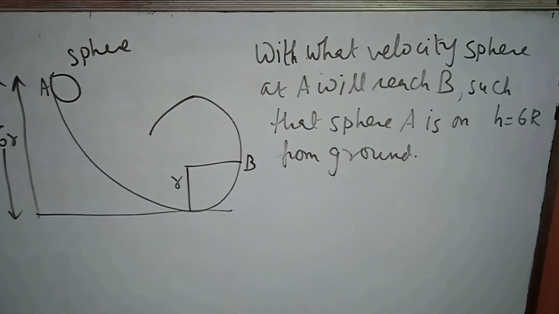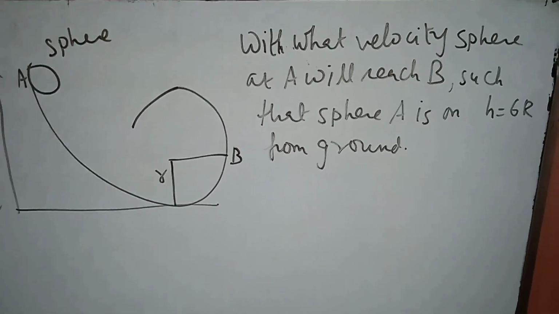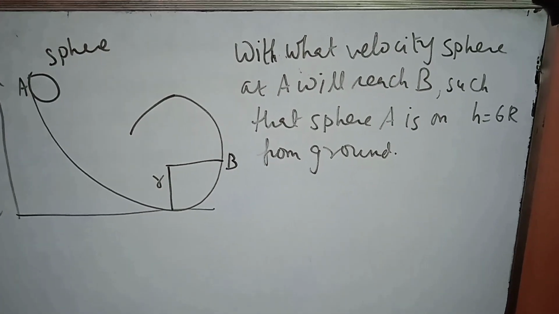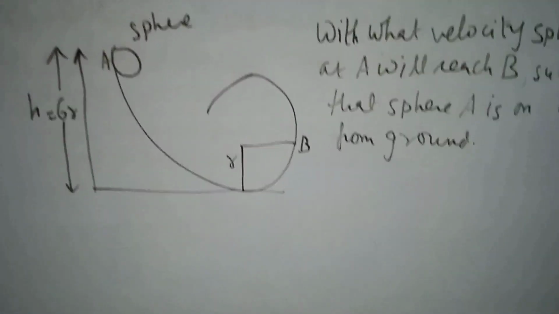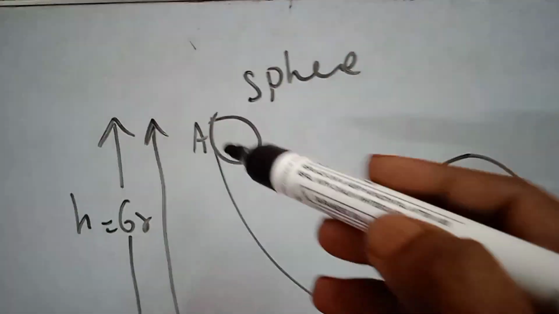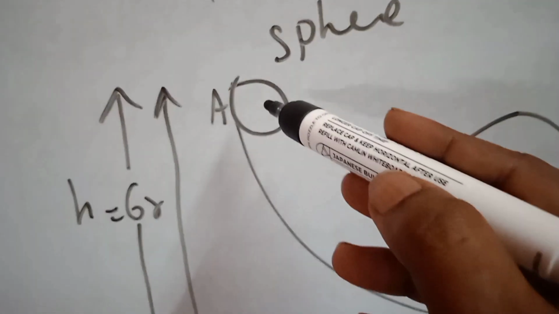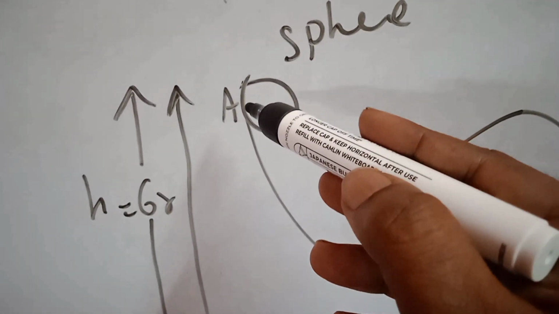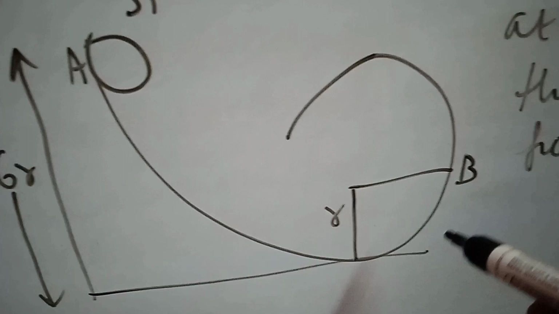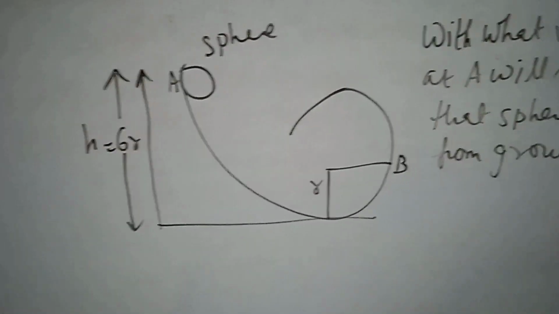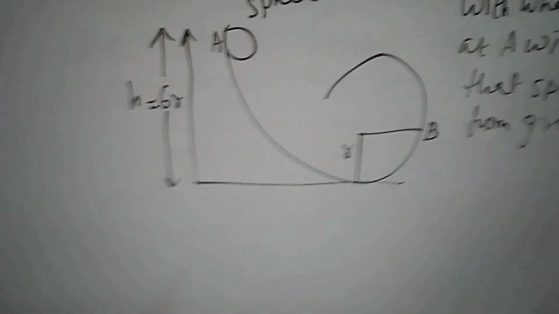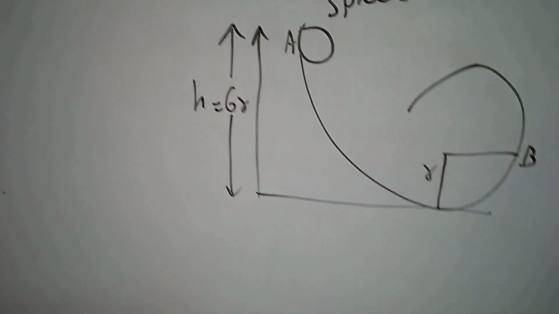Welcome students. There is a problem: with what velocity will the sphere at A reach B, such that sphere A is at a height of h equals 6r from the ground. That means it is at 6r from the ground. The sphere is at A and it needs to reach B. That means it has to cover distance 6r minus 5r. How will we do? From the conservation of energy.